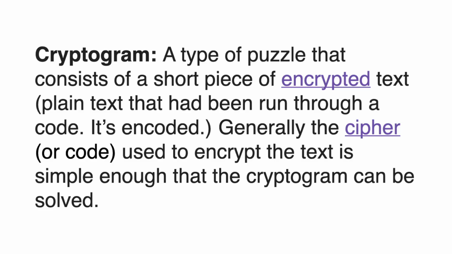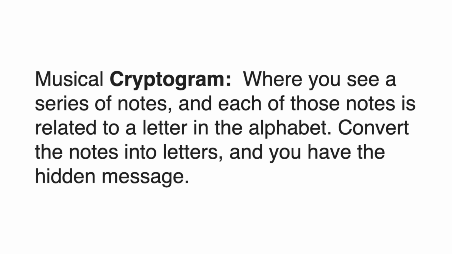You use cryptography to create a cryptogram, a type of puzzle that consists of a short piece of encrypted text. In other words, just regular old plain text that has been run through a code. It's encoded. And then generally, the code that is used to encrypt the text is simple enough that the cryptogram can be solved. Now, what's a musical cryptogram? That's where you see a series of notes, and each of those notes is related to a letter in the alphabet. And so you convert the notes into letters, and you have the hidden message.